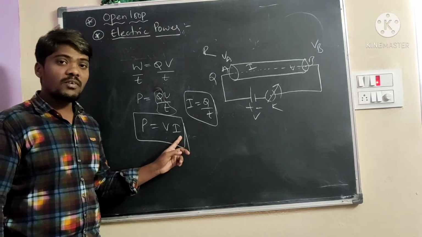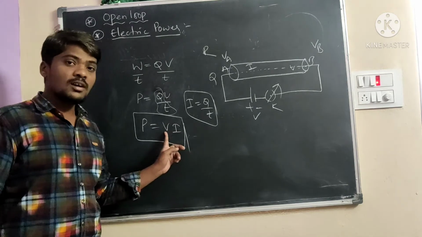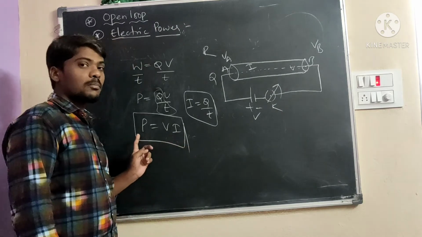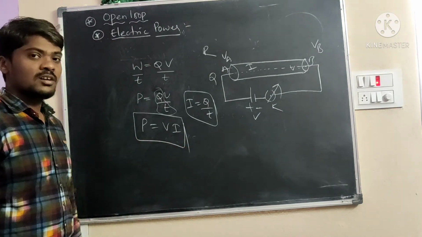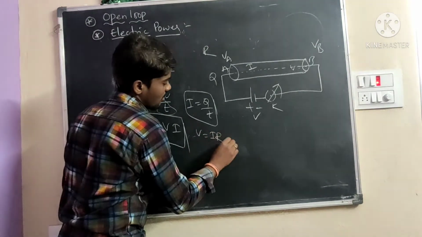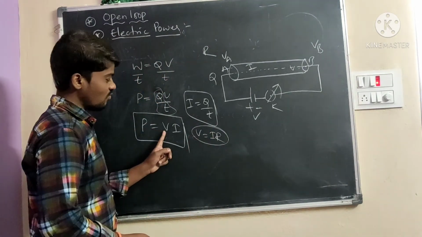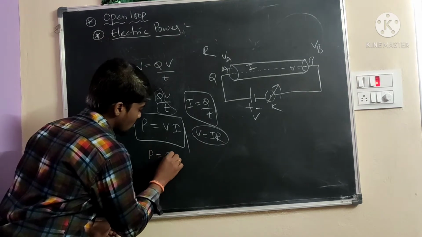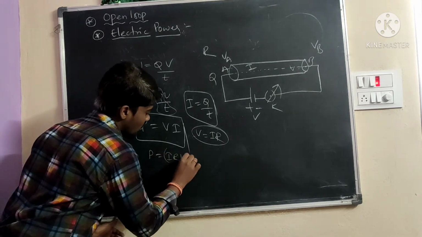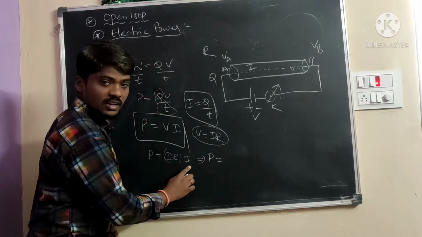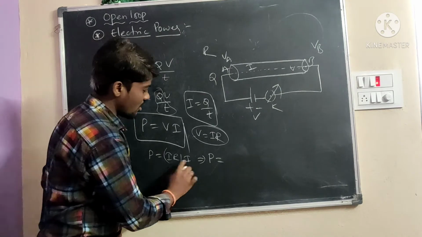The product of potential difference and current is called electric power. P is equal to VI. According to Ohm's law, V is equal to IR. Substituting in this equation, P is equal to IR into I, which is I square R. This is one formula.